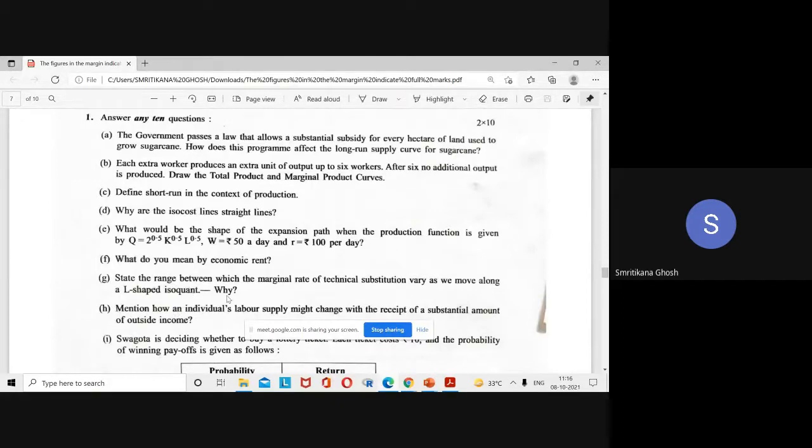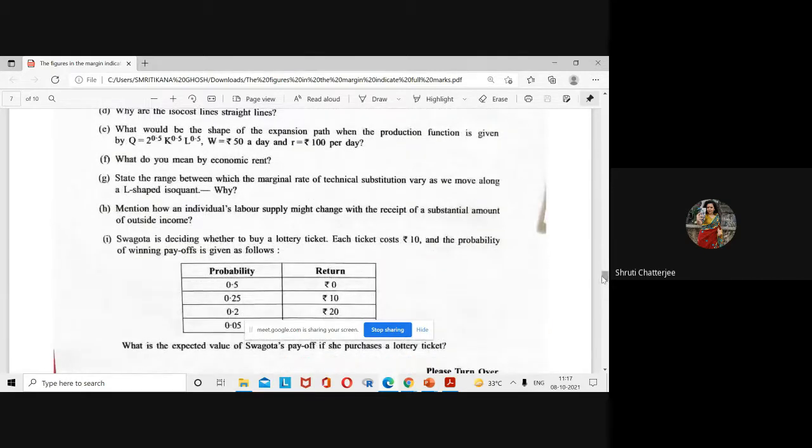And for why, you have to explain how the MPL and MPK are changing along the L shape. That fixed coefficient production function I have shown you now, the L-shaped isoquant. Yes, ma'am. Ma'am, can you repeat this part?